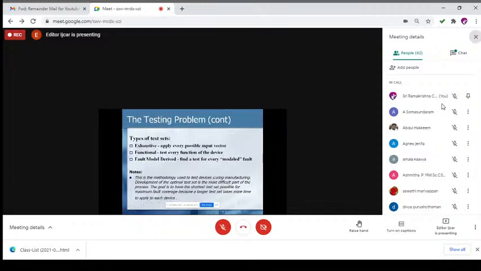There are three different types of testing in general. The first type is exhaustive testing, where every input vector is applied. The other testing approach is functional. Using this functional testing approach, we can test every function on the device. The third approach in testing is fault model derived, which defines a test for every model fault.